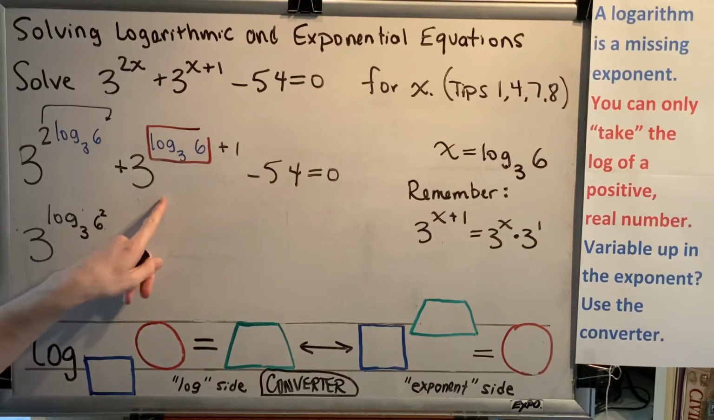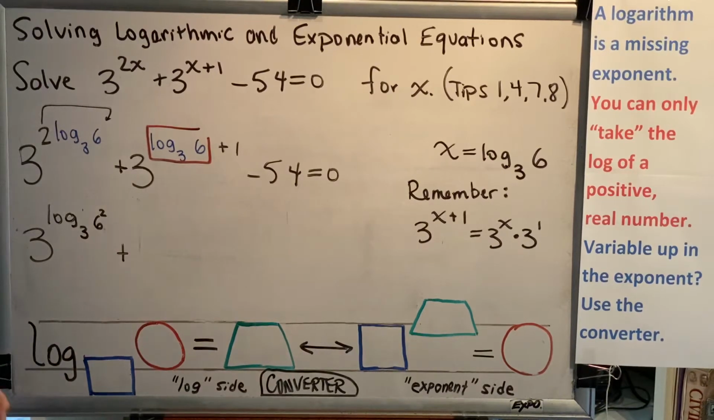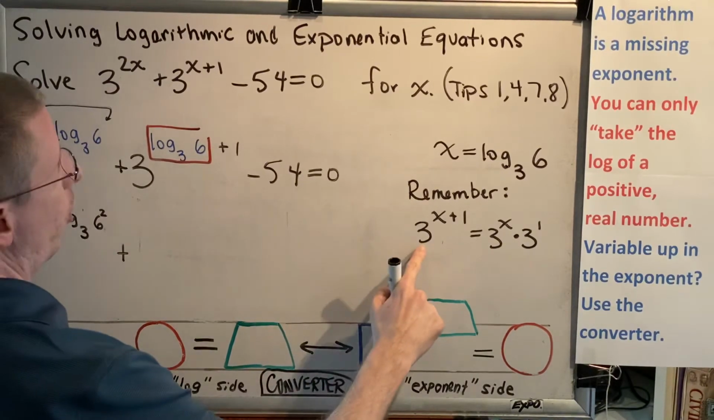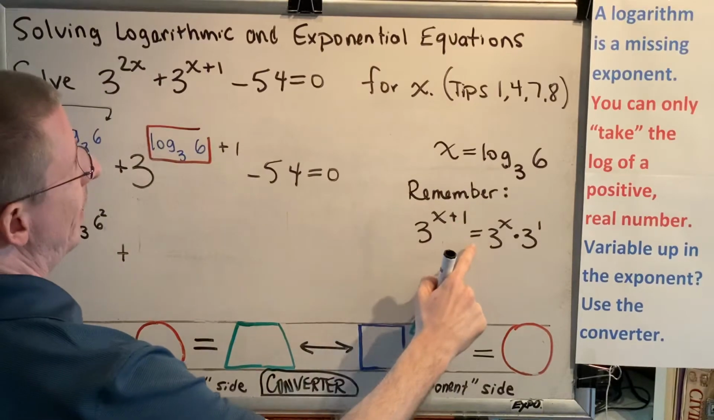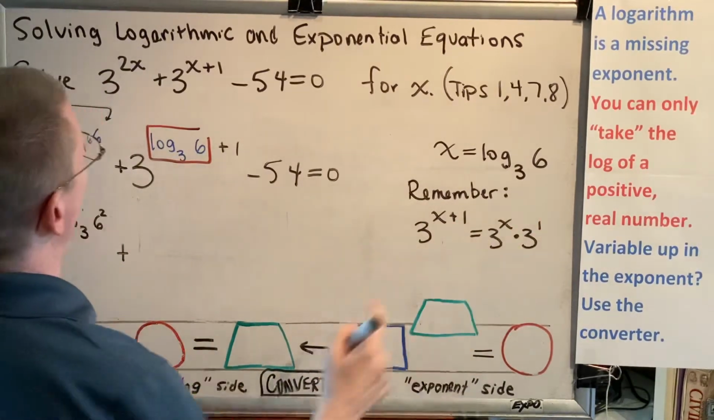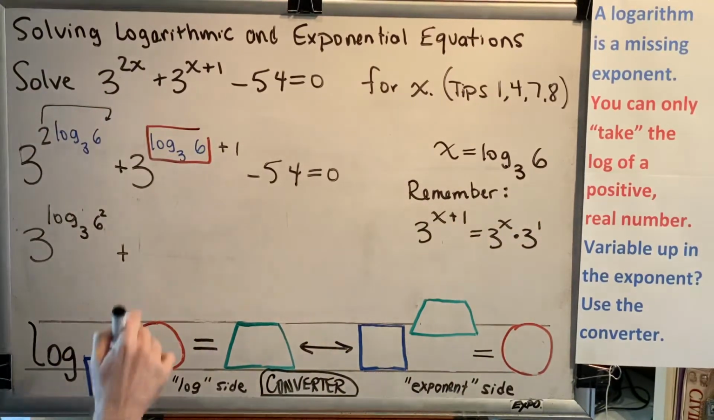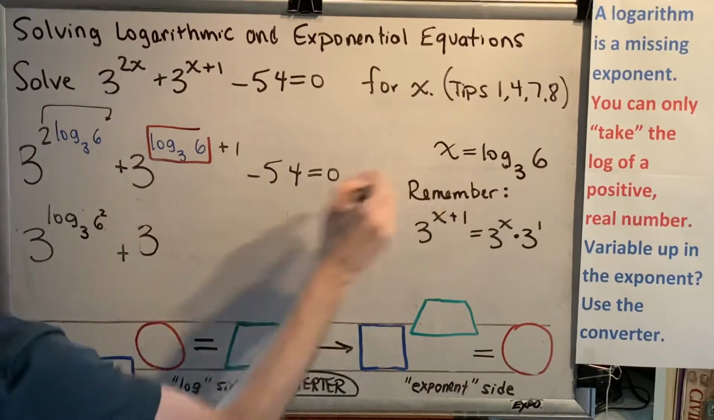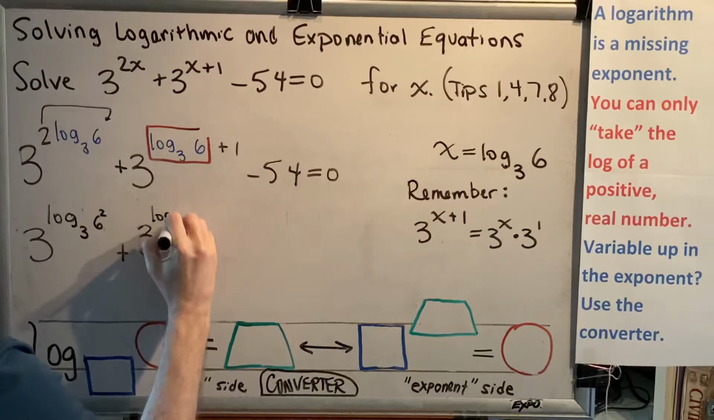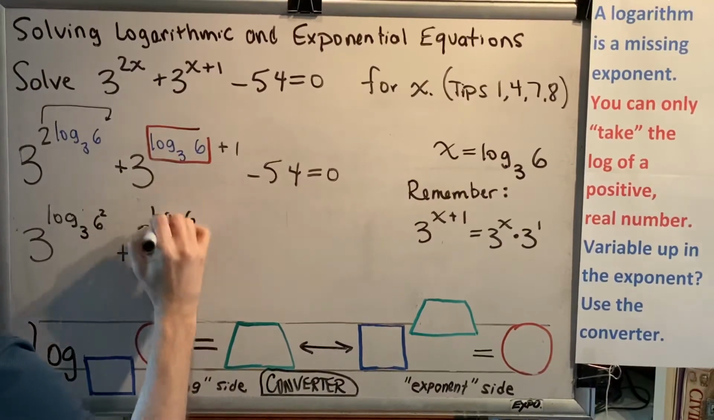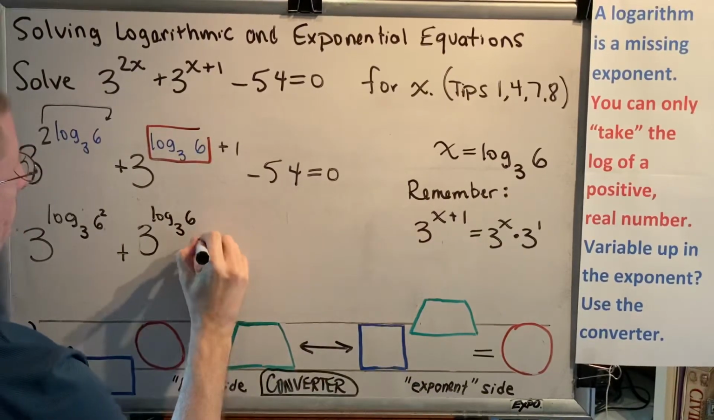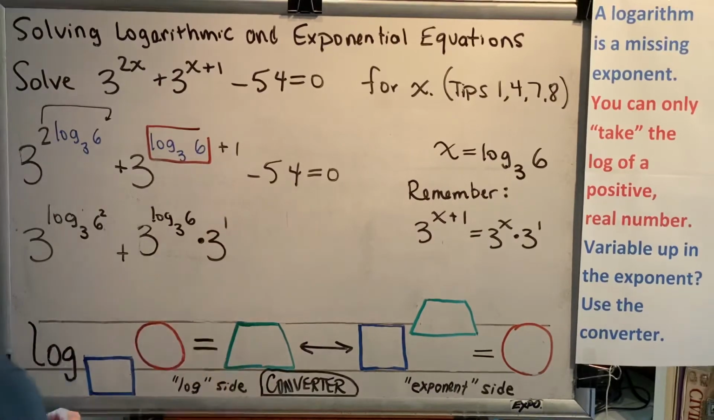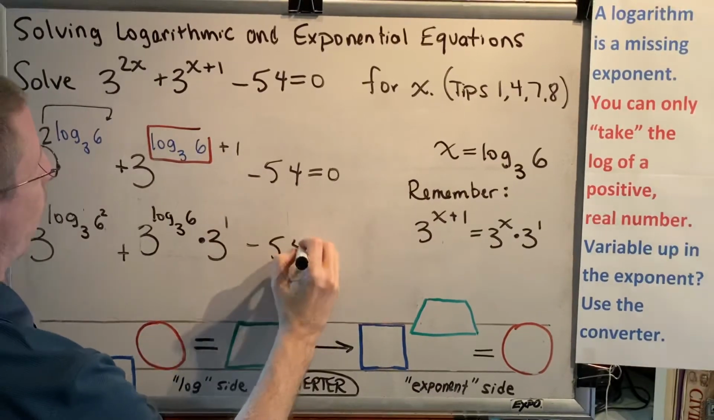Now, this we're going to break up into two pieces, just like we did before. You might recall that in our solution, we turned 3 to the x plus 1 into 3 to the x times 3 to the 1. We're going to do something very similar here. We're going to write this as 3 to the x, which of course is log base 3 of 6, times 3 to the first power. And then the rest will be minus 54 equals 0.